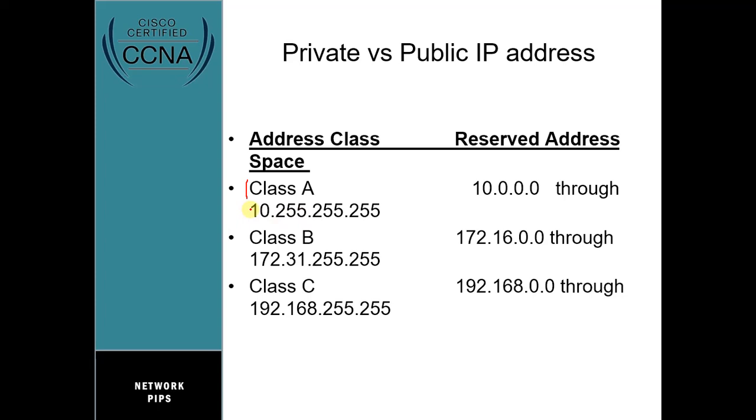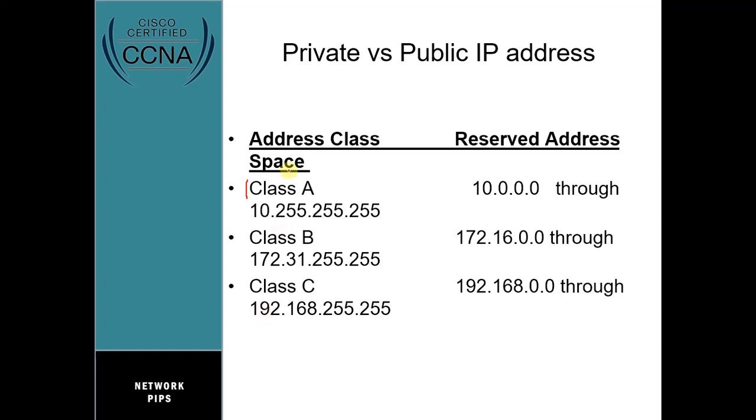So that range is class A. For class B, it ranges from 172.16 down to 172.31. Those are the class B private IP addresses. Any address within this range, you're not going to see on the public network. Then we also have 192.168 addresses. Any address that you see here is not routable over the internet.